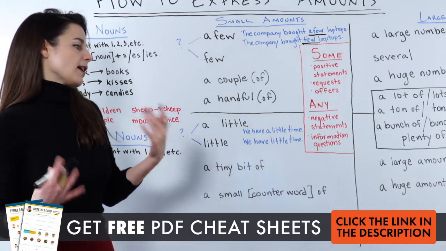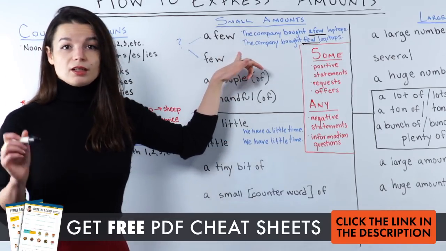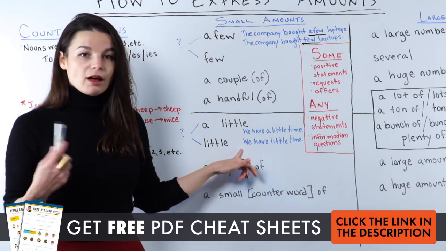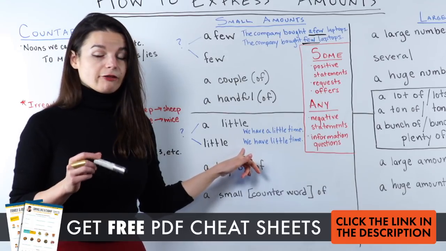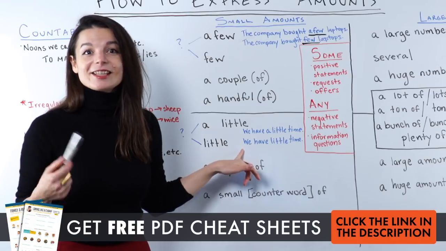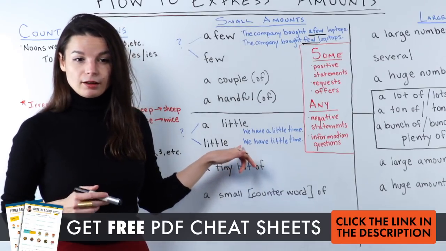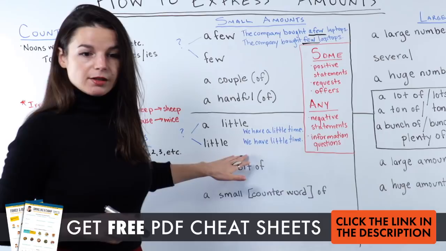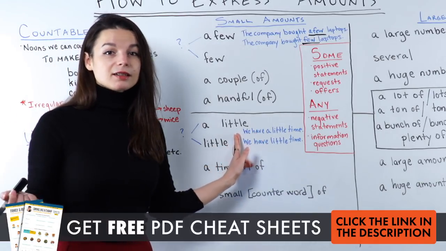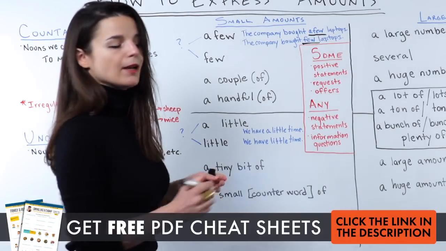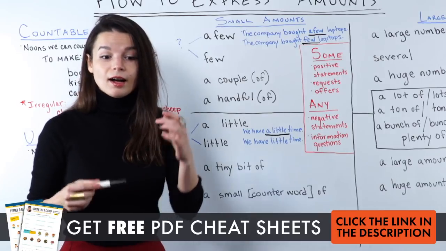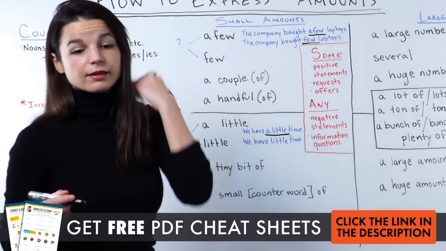As I mentioned, with a few and few for countable nouns, we have this same feeling with a little and little for uncountable nouns. Did I just say countable nouns? Okay. We need to consider the same negative feeling with a little and little here. So, again, an example sentence. We have a little time. This part right here, again, I'm using the article, a little time.